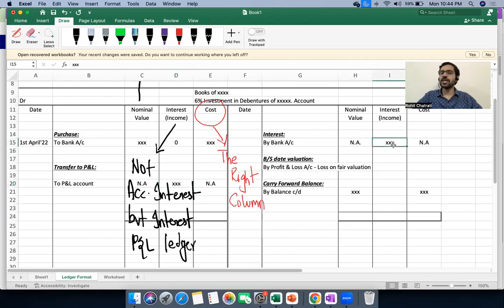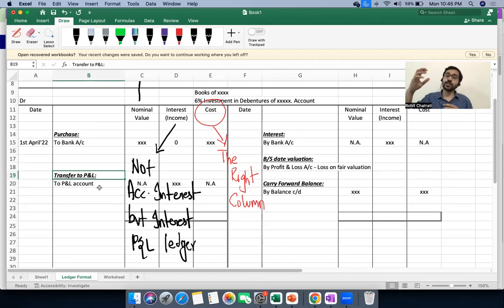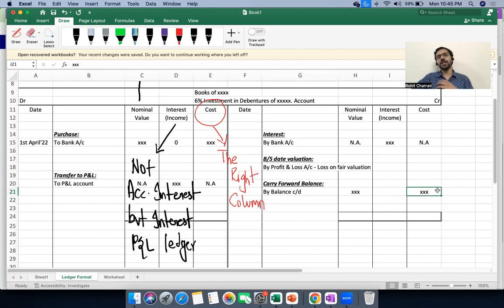So what have you done? The interest income that you recognized earlier, you're closing the ledger by transferring it to the P&L account. And eventually when you prepare the P&L account, you're going to show it on the credit side. You're going to show it on the revenues or the income side, and this will be shown on the balance sheet as an asset.